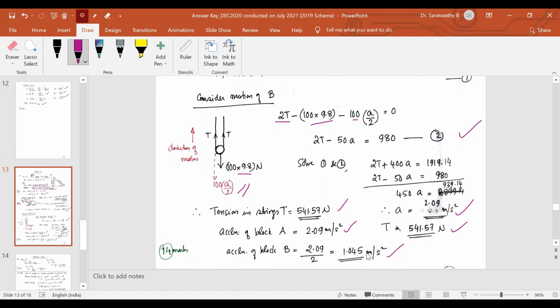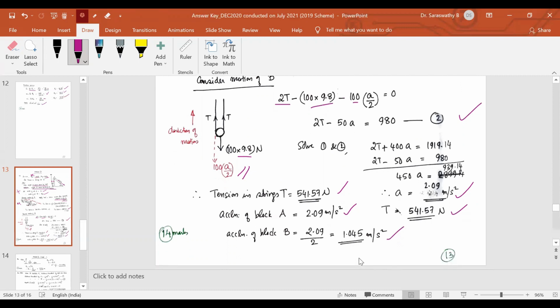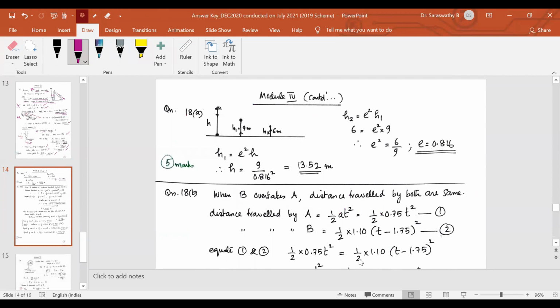So it's a 14-mark question. This is repeatedly asked in more than one or two university examinations of previous batches. So the same thing is repeated here also. Now moving on to question number 18.